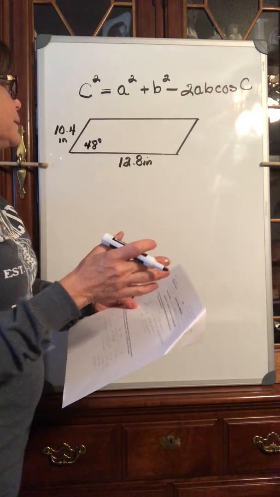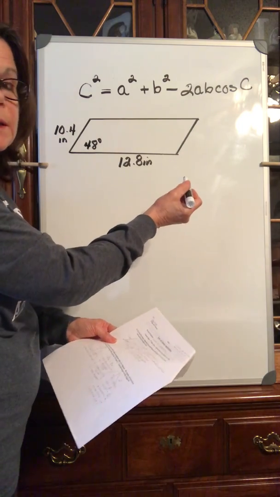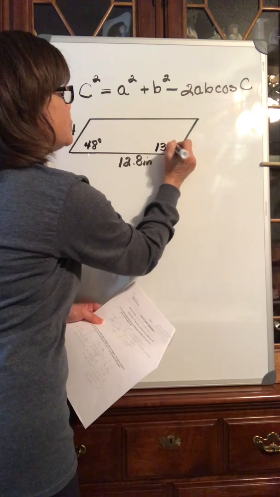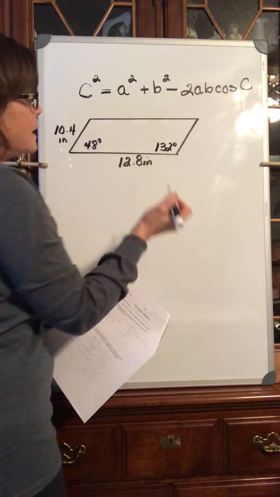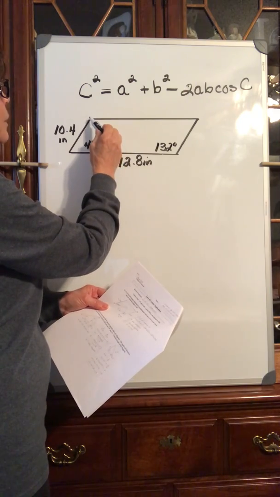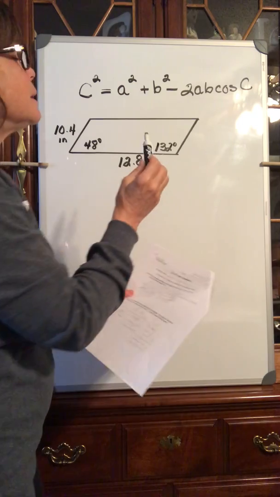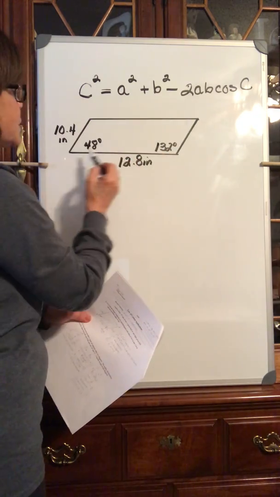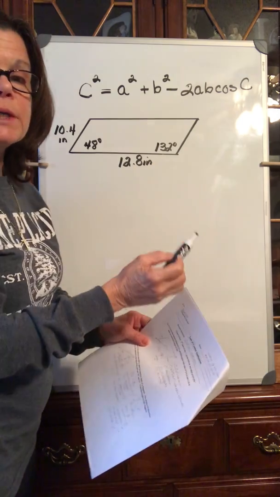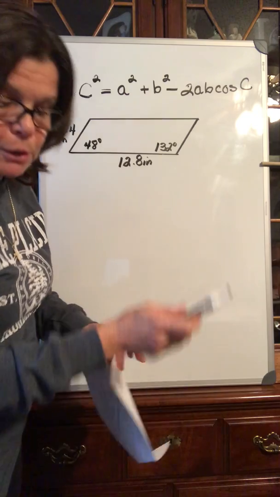Using your properties of a parallelogram, if this is a 48-degree angle, this angle over here is 180 degrees minus 48, so this would be a 132-degree angle. If you look at the two diagonals, one diagonal would go from here to here, across from the 48-degree angle. The other diagonal would go from here to here, across from the 132-degree angle. The longer diagonal will be the one across from 132 because that's the bigger angle.